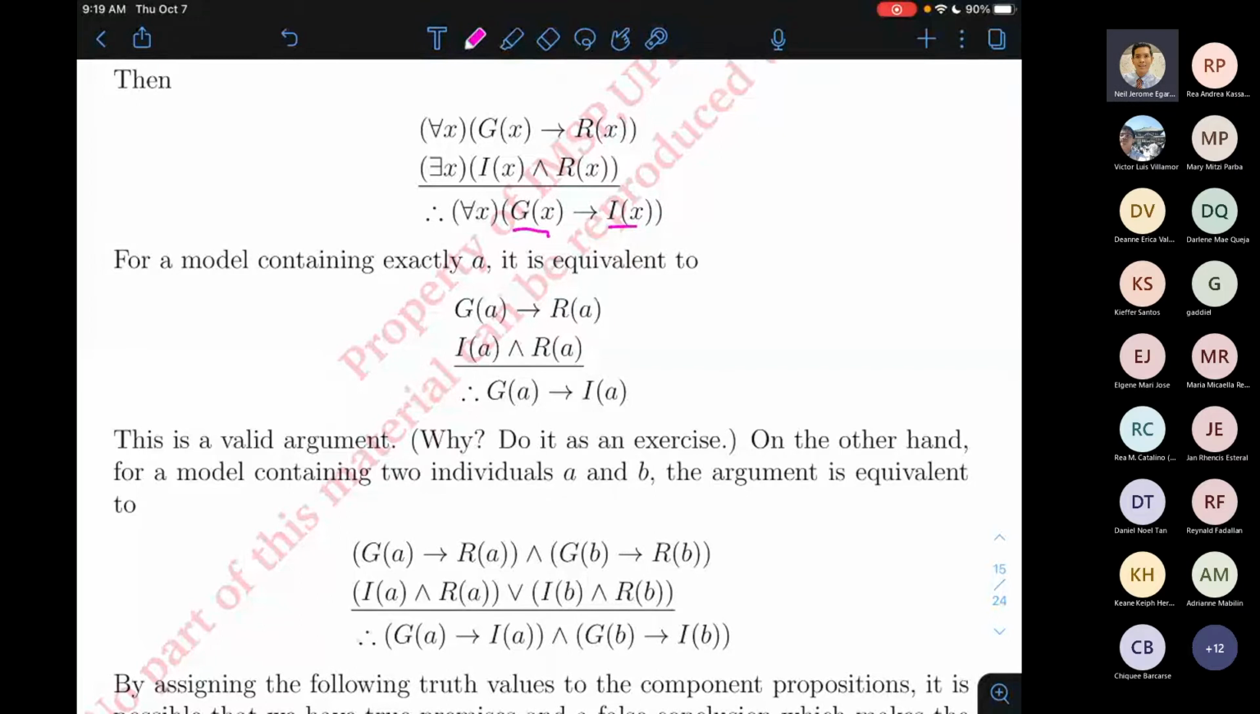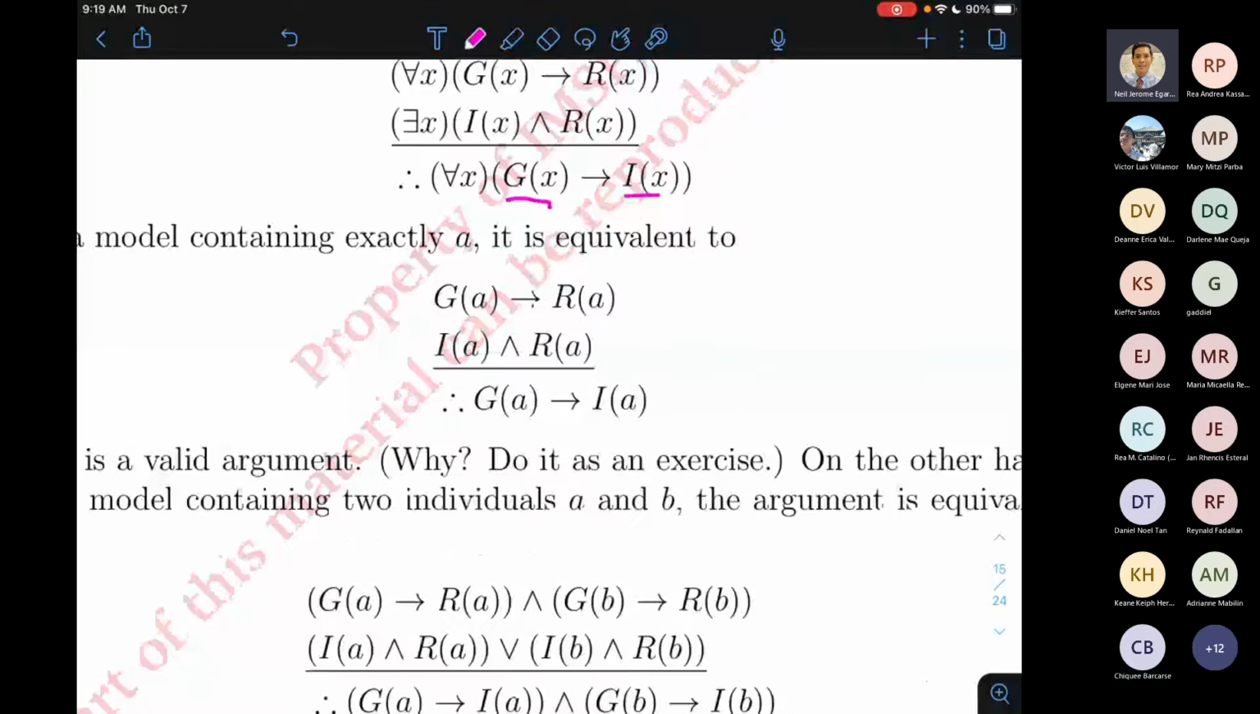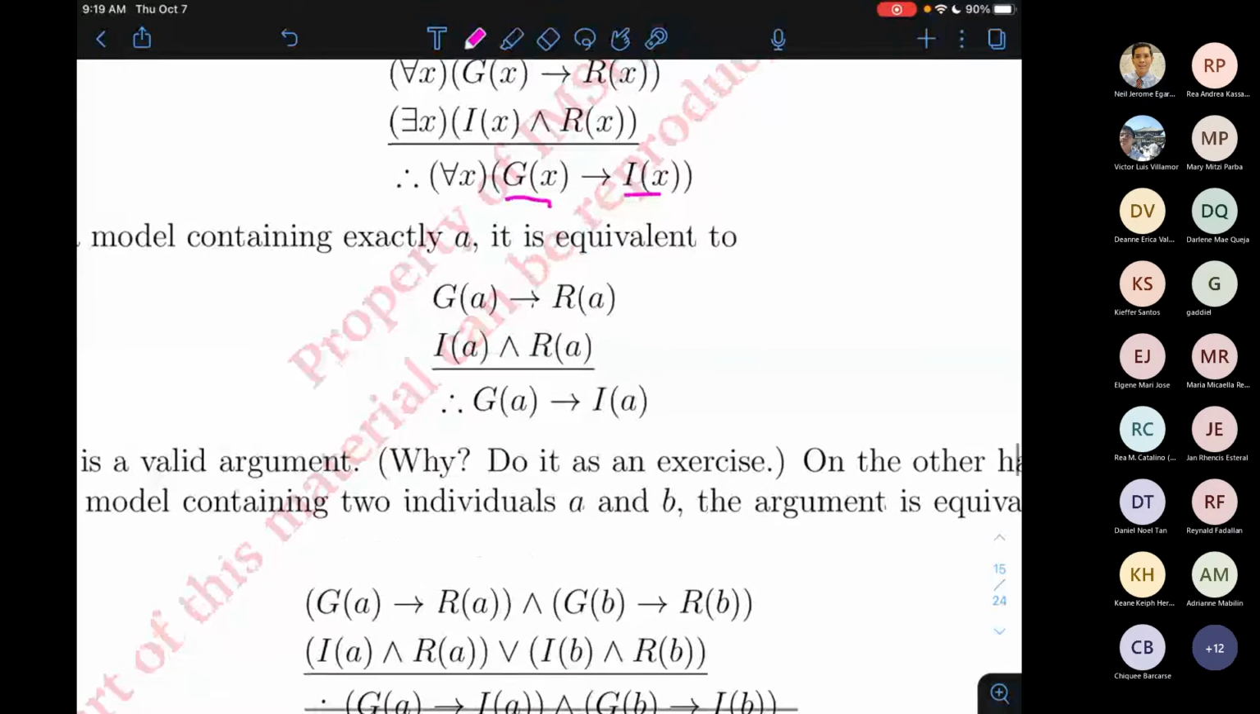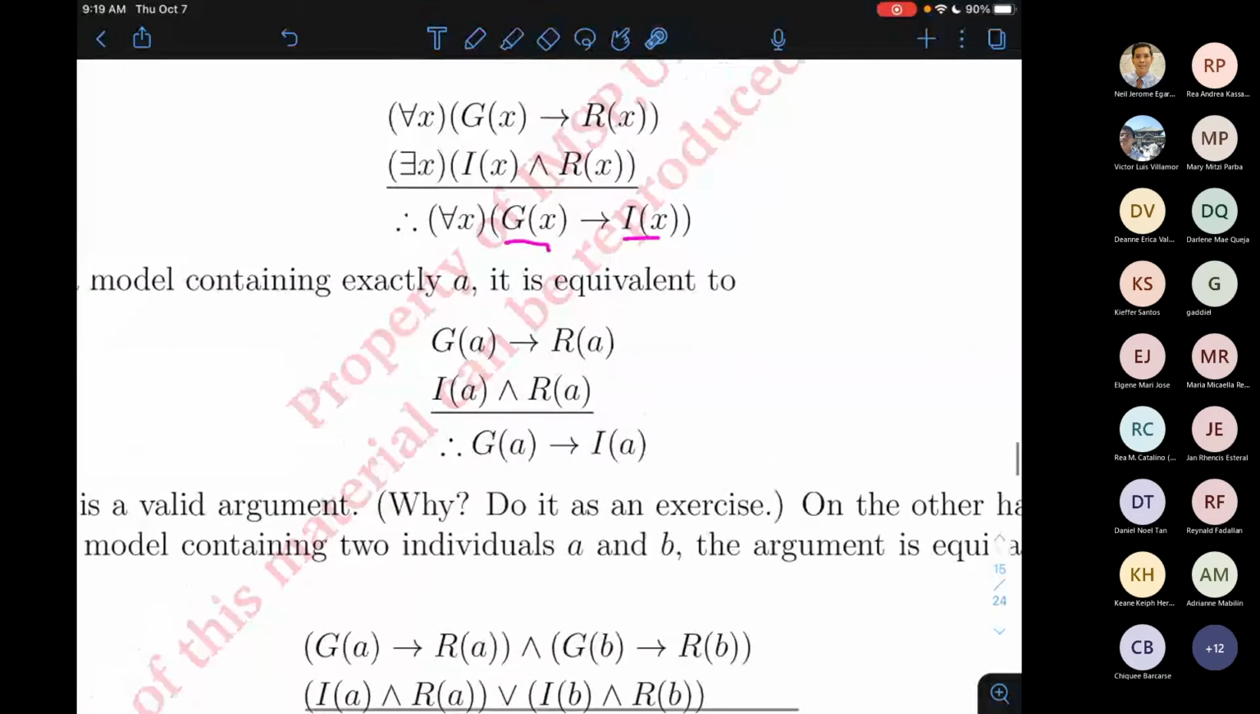Okay. So, kung isa lang yung laman ng domain, tapos ang laman niya lang ay si A, then yung for all, mag-hold siya kay A. Yung there exists, mag-hold din siya kay A kasi isa nga lang yung element ng universe. So, isa lang yung choice kung kanino mag-hold yung premise number 2. So, we are forced to say I of A and R of A is true. And the conclusion for all x, so this will be true also for A. Okay?